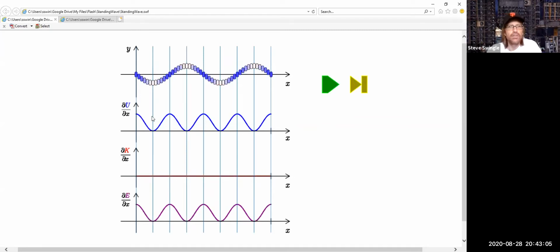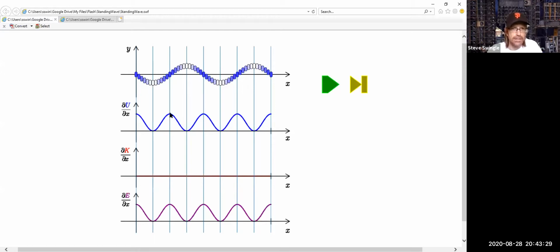At this point, this is like a turning point. That's when you have the maximum displacement at the antinodes, and it's just about to turn around and start going the other way. At this time, you can see that the potential energy is maximized. The kinetic energy everywhere is 0, right? Because it's like a turning point. Everything is stopped.